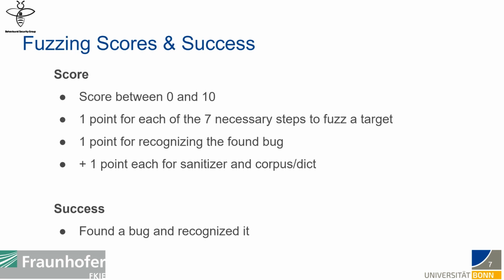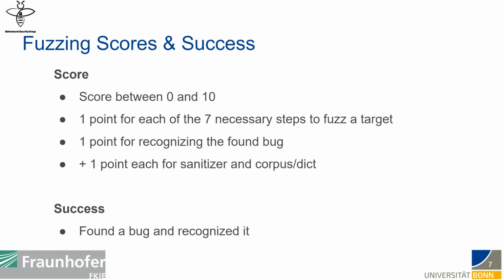To make the solutions provided by our participants comparable, we implemented a scoring system. For each task, a score between 0 and 10 points was possible. Accomplishing each of the 7 necessary steps was rewarded with 1 point. However, if a participant required our help to finish a step, no further points on steps depending on it could be gained. If they found a bug and recognized it as such, another point was given.